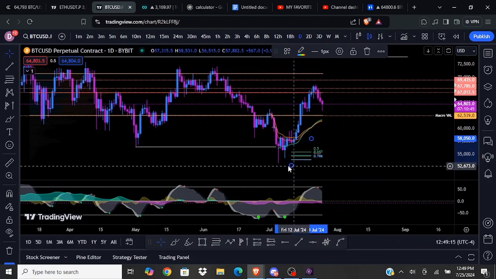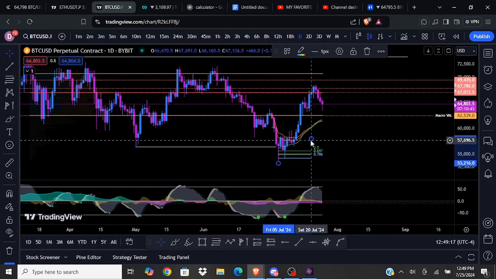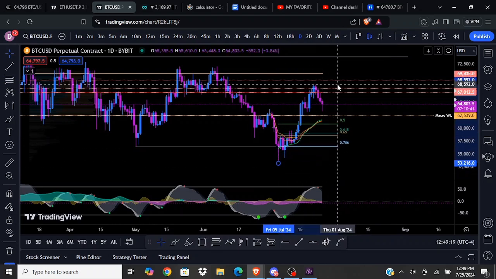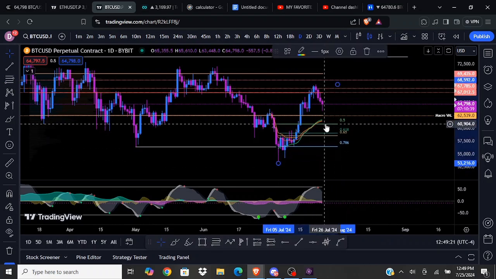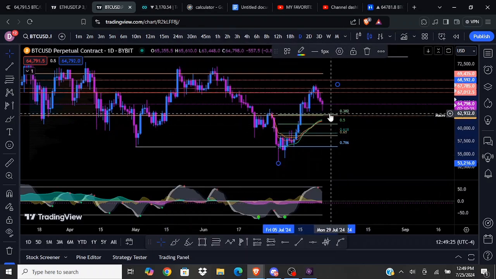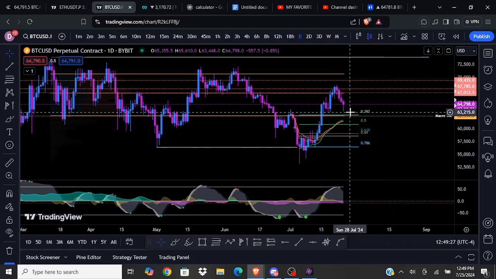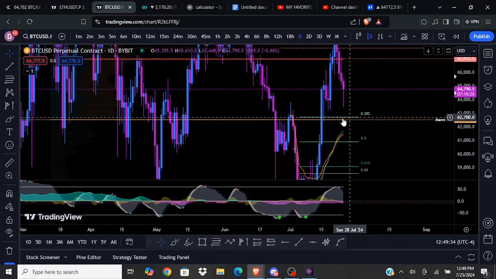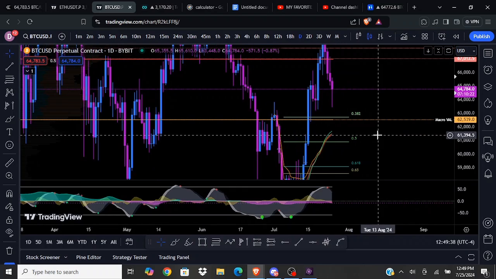So another thing I want to do is take a fib retracement, pull from that low to that high, and let's turn on the 382 as well. And okay, there's some interesting confluence right there. We do have a significant fib retracement level coming in right around the value area low. I think that's pretty decent confluence.